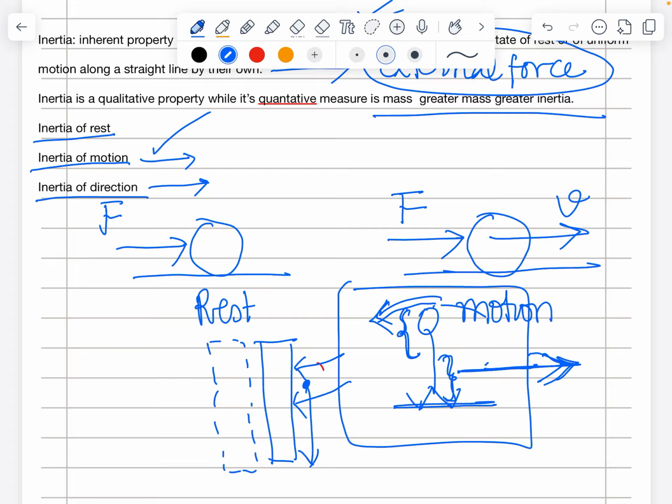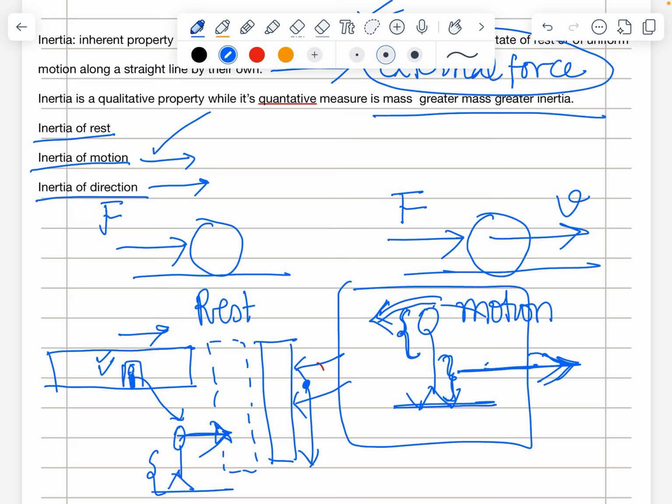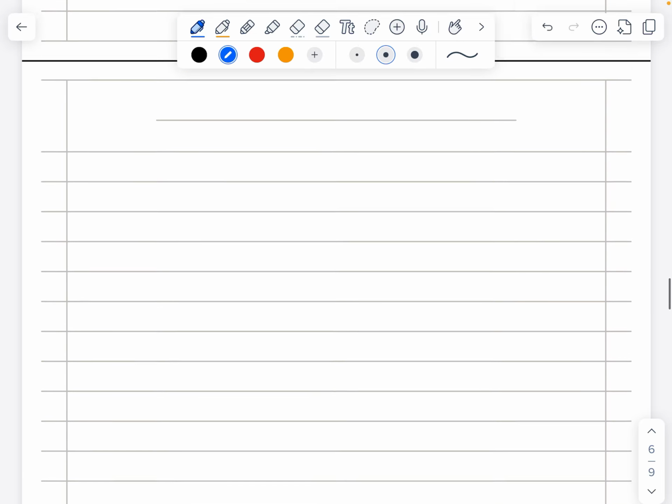Similarly, inertia of motion. If you jump out from the moving train, then what will happen? You are standing here. As long as you are here, what will be your speed? Your speed is equal to the speed of the train. But when you jump out, what will happen? Your lower portion will come immediately at rest, but the upper portion is still moving with the same velocity. Therefore you will fall in the forward direction. So these are the examples. Through these examples you can go through the examples which are given in your book.